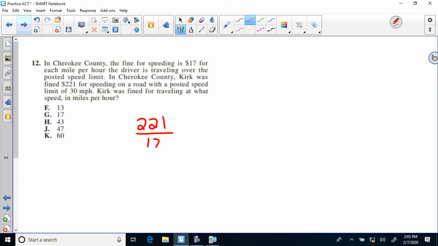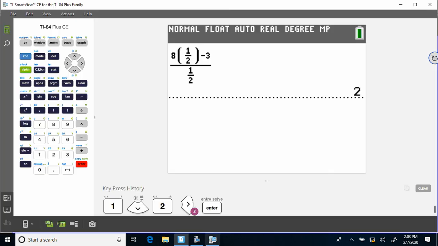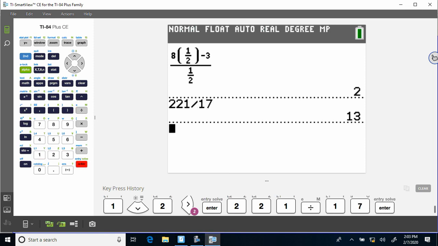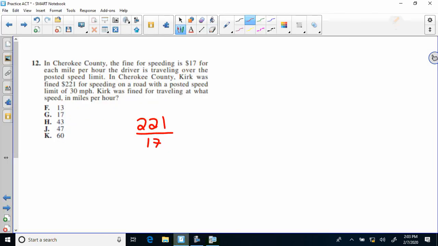So we need to figure out how many miles he went over. We're going to do 221 divided by 17. So we're going to do 221 and divide it by 17. And you're going to end up with 13, which means he was going 13 miles per hour over the speed limit.